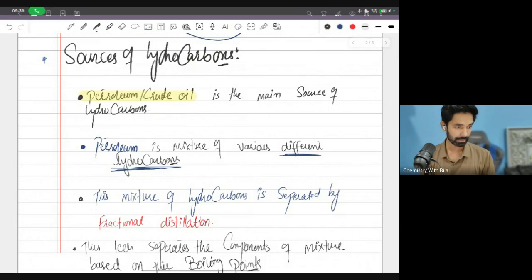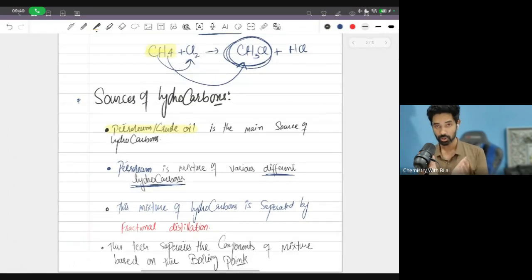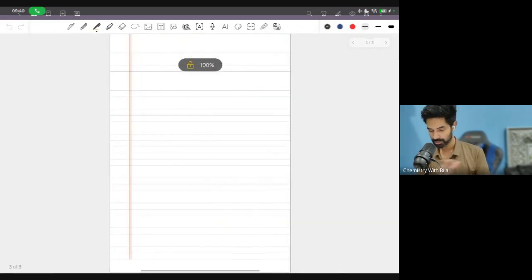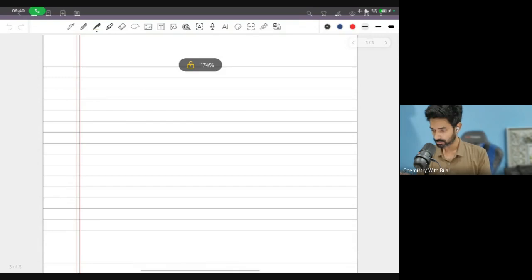And how do we separate different fractions of hydrocarbons? Using a technique called, क्या कहते हैं इस technique को? Fractional distillation, which separates all the fractions based on their boiling point in an apparatus called fractionating tower. So let's apply. Okay, so fractional distillation of petroleum.